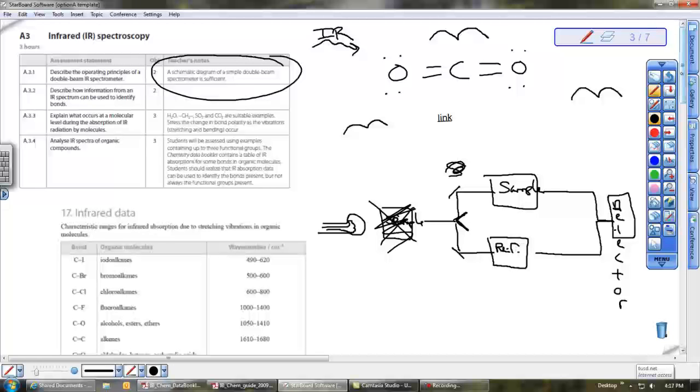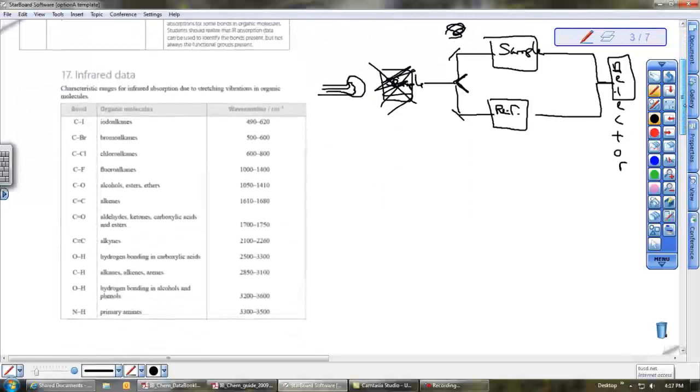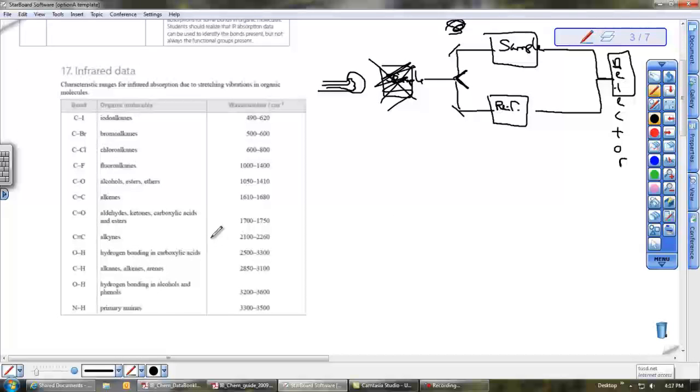Now, typically what you see, this is directly from the data book. You will have access to this. Let me see if I can make it bigger for you. Let me find that function.